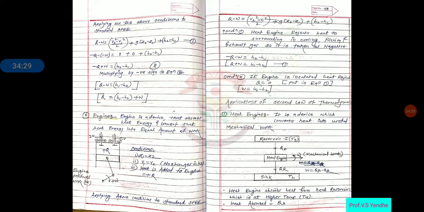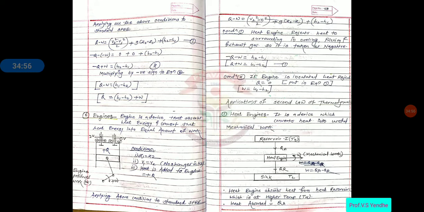The final device, that is the engine. As we know, an engine is a device which absorbs the heat energy produced and converts it into the equivalent amount of work, not equal amount of work, equivalent amount of work, because there are a lot of losses, and in those losses some amount of energy is lost. Then let us see the conditions for the engine.